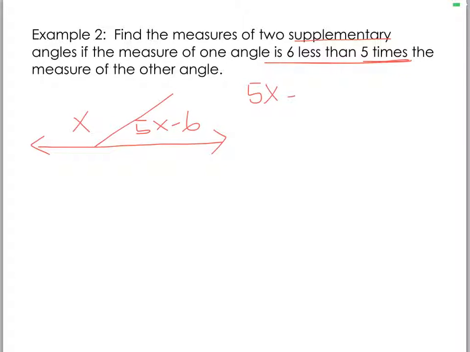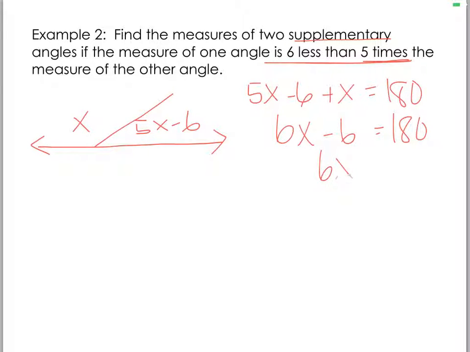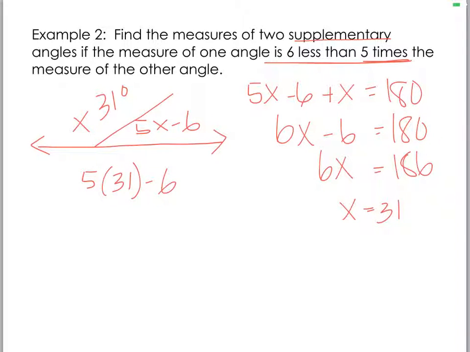So 5x minus 6 plus x equals 180. That gives me 6x minus 6 equals 180. So 6x equals 186. And I can figure out x is equal to 31. Now if I plug it back in, I found one side, just need to find the other. So 5 times 31 minus 6 is going to give me the other side of 149 degrees.